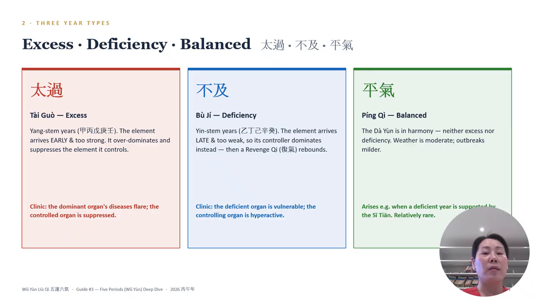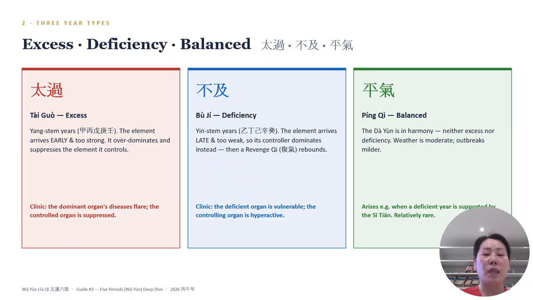So we know the year's element, but the same element behaves very differently depending on whether there is too much of it or too little, or just the right amount. There are 3 year types. On the left, Taiguo, excess. These are the yang stem years. The element arrives early and too strong. It overdominates and suppresses the element it normally controls. Clinically, the dominant organ's diseases flare up, while the organ it controls gets suppressed and develops secondary problems.